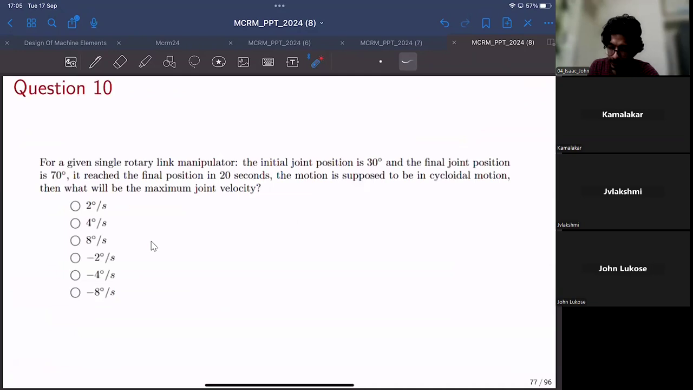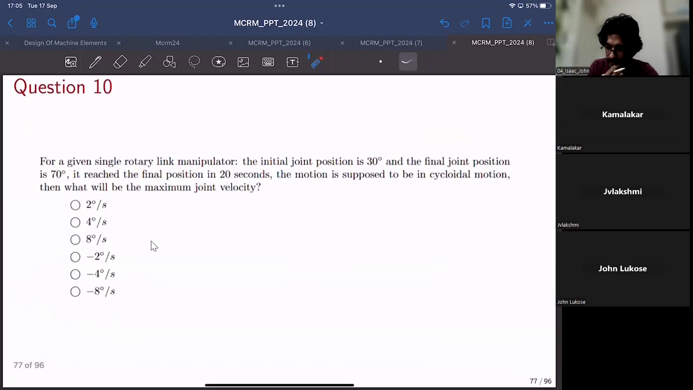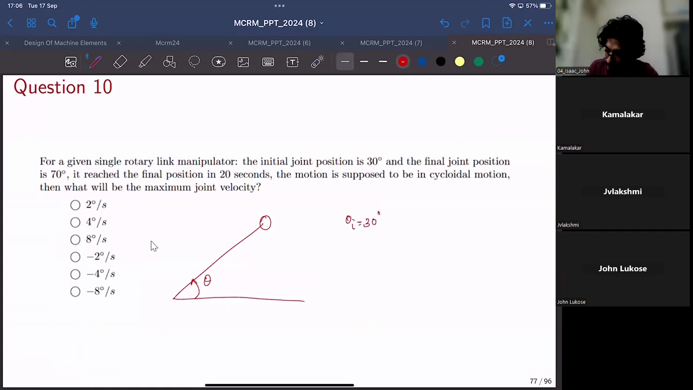And we have a typical question for the week 6 lecture. So in this example, you are given a single link rotary manipulator. Its initial position, theta i, is given as 30 degrees. The final position is given as 70 degrees. And the time taken is given as 20 seconds. And the motion profile is cycloidal. And you are asked to find out the maximum velocity.